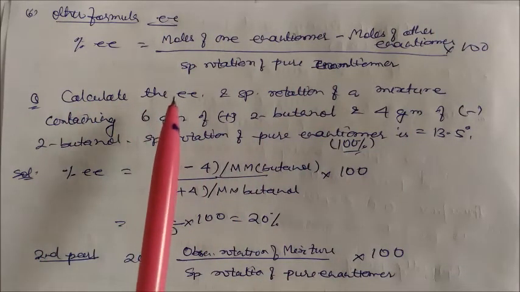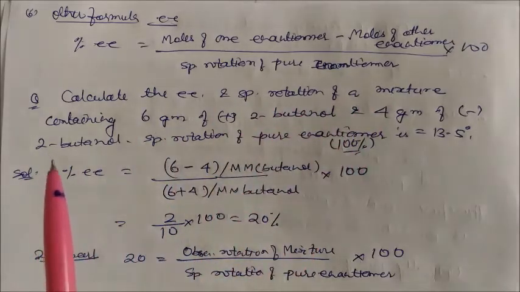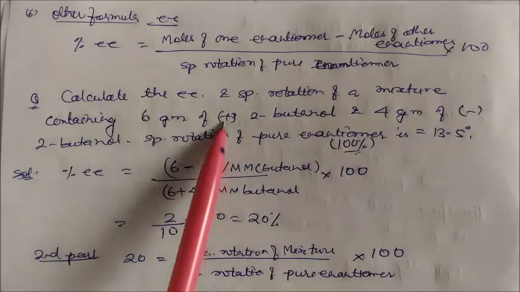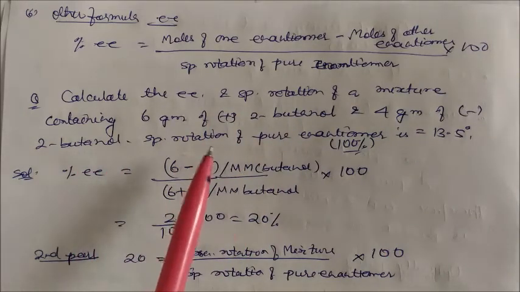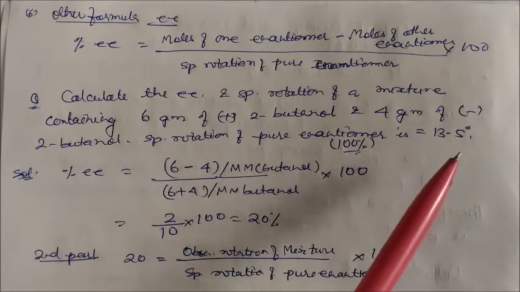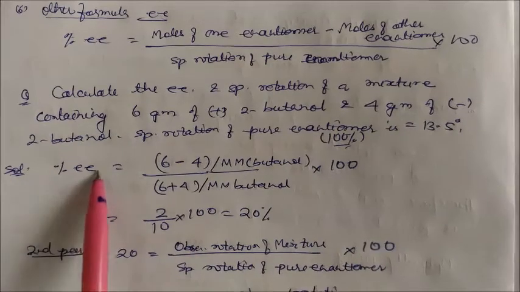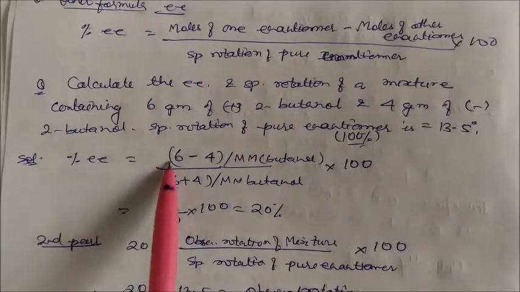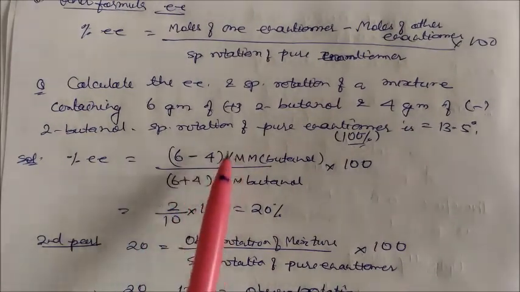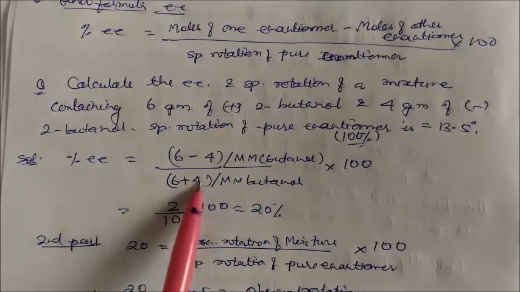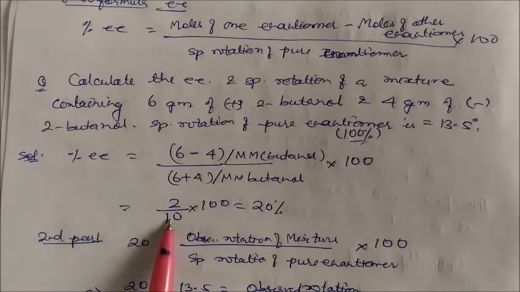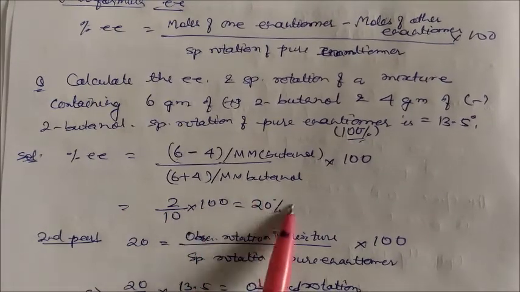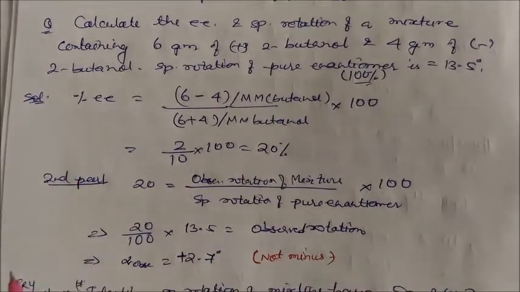Calculate the enantiomeric excess and specific rotation of a mixture containing 6 gram of plus 2-butanol and 4 gram of minus 2-butanol. The specific rotation of the pure enantiomer is 13.5 degrees. So the percentage of enantiomeric excess is greater minus lesser, divided by 6 plus 4, with the molar mass of the butanol cancelling. So you will get 6 minus 4 is 2, 2 by 10 multiplied by 100, 20%. So 20% is our enantiomeric excess.